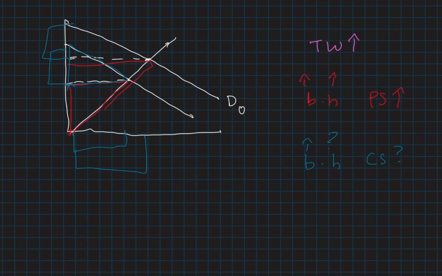Okay, hopefully that makes sense. But the main point to know is total welfare, you can always figure out if it's increasing or decreasing. Producer surplus or consumer surplus, one will be ambiguous and the other one will be increasing or decreasing as long as they are not perfectly inelastic or perfectly elastic. If that's the case, you can determine.